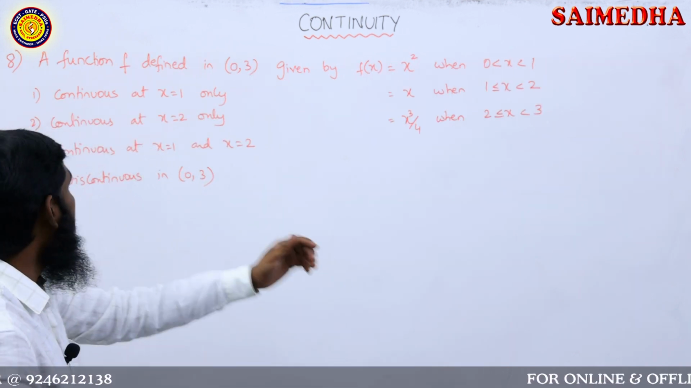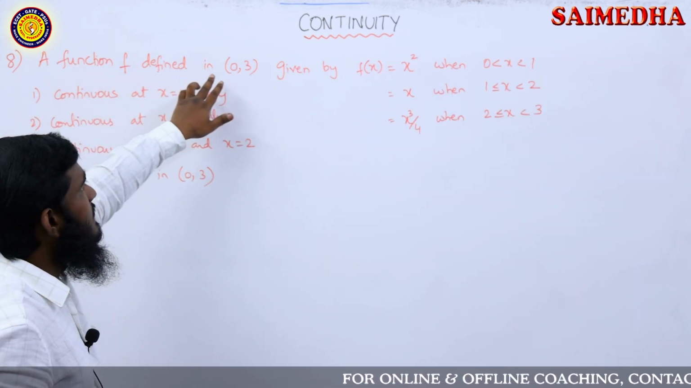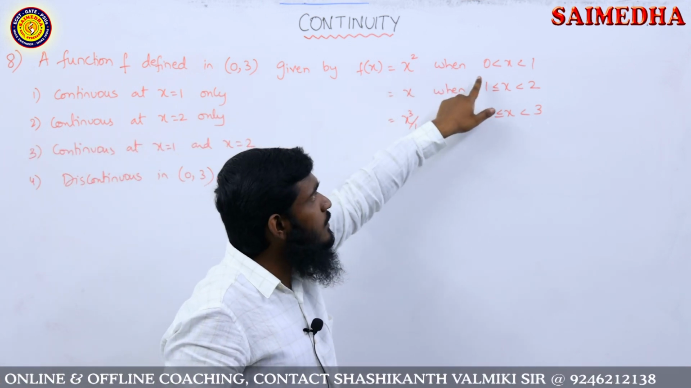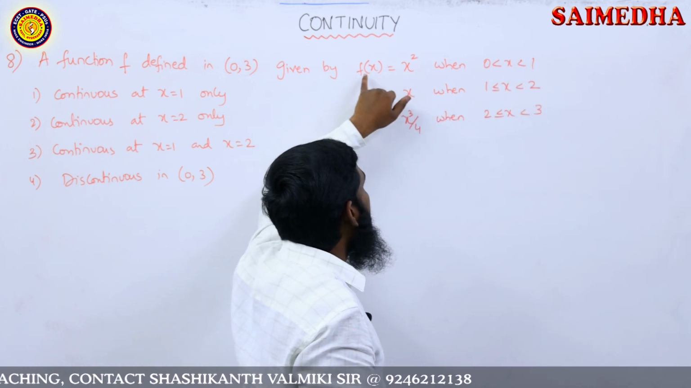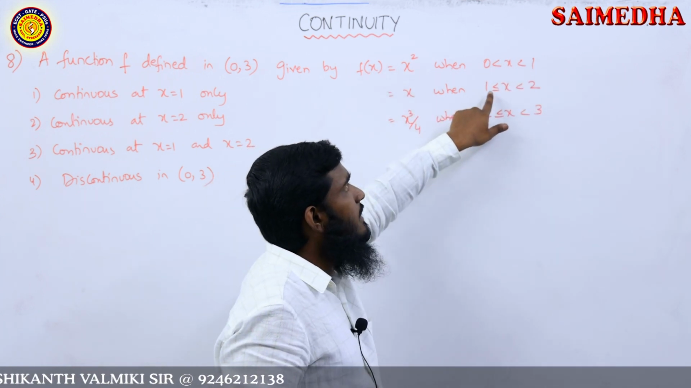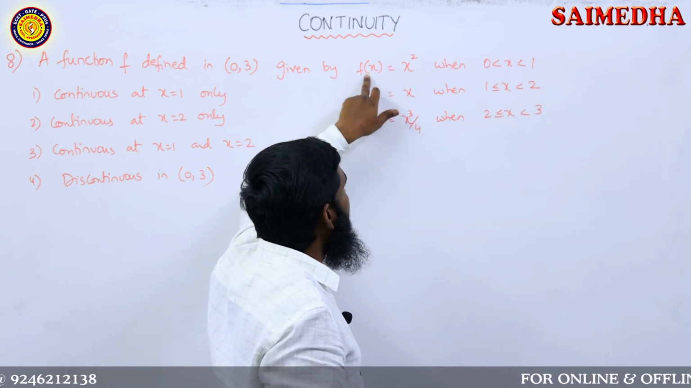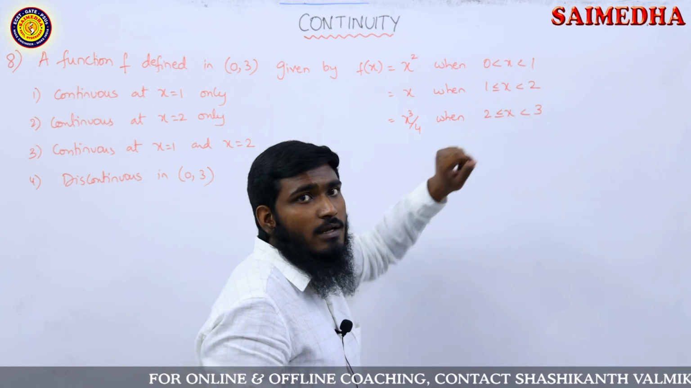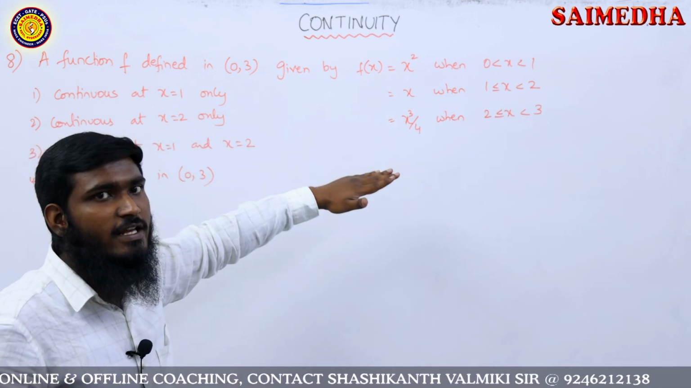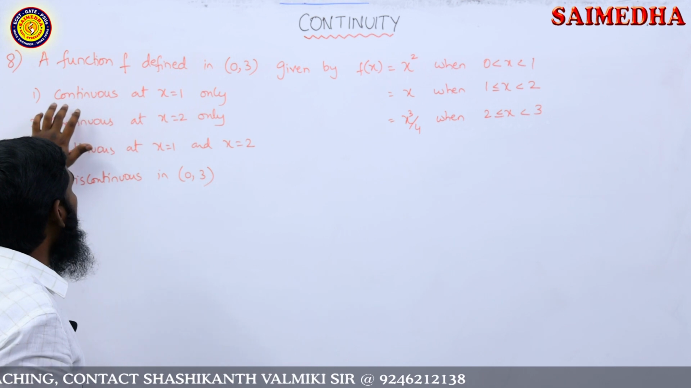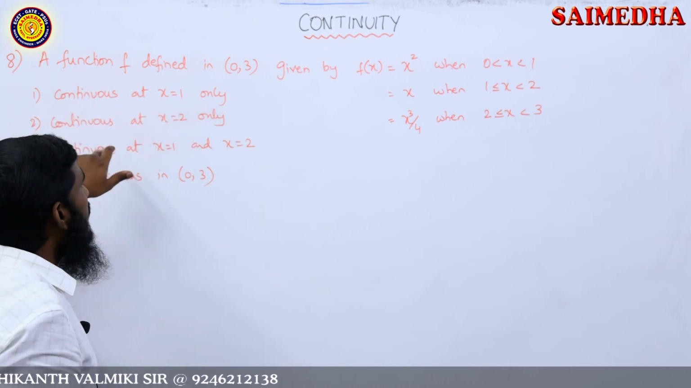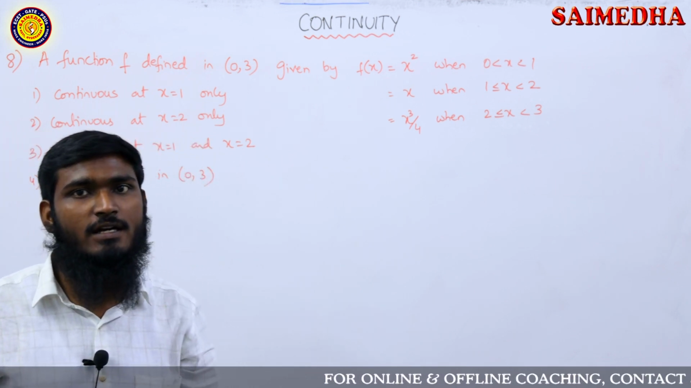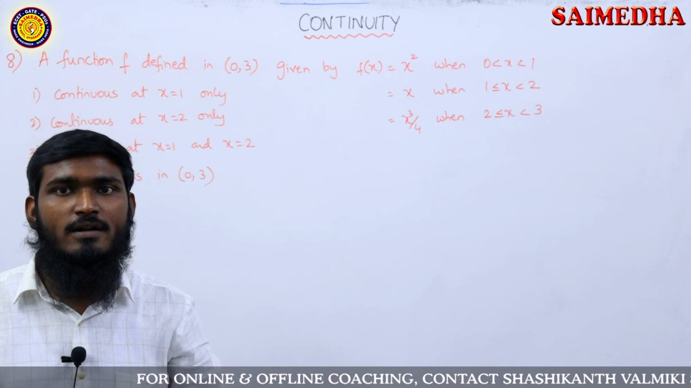Now let us see the next question. A function f defined in 0, 3 is given by f of x equals x square when 0 is less than x less than 1, f of x equals x when 1 is less than or equal to x less than 2, and f of x equals x cube by 4 when 2 is less than or equal to x less than 3. So the conditions are given. We have to find out whether it is continuous at x equals 1, or at x equals 2, or at both x equals 1 and x equals 2. We have to find whether the function is continuous or discontinuous.